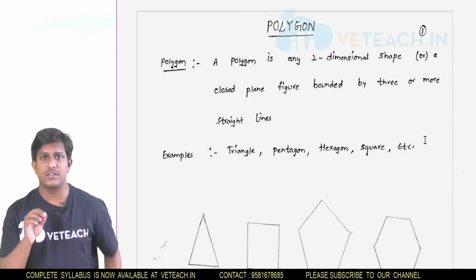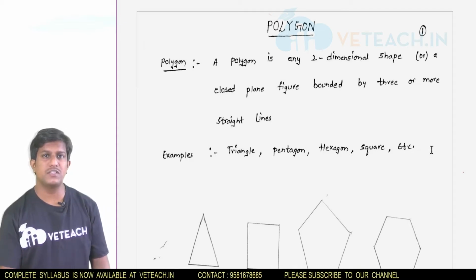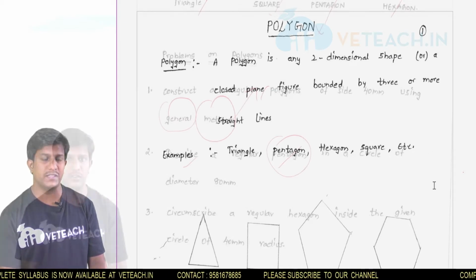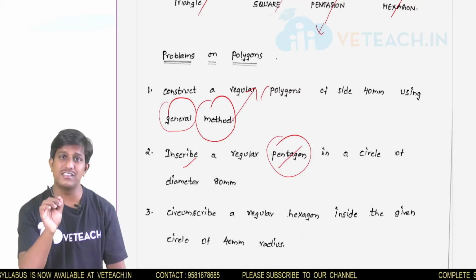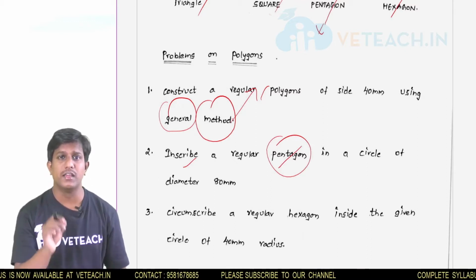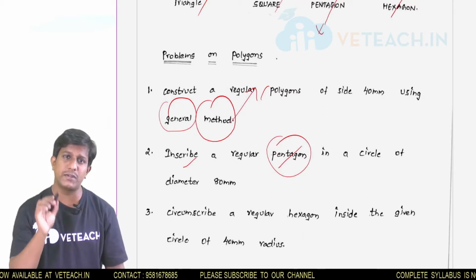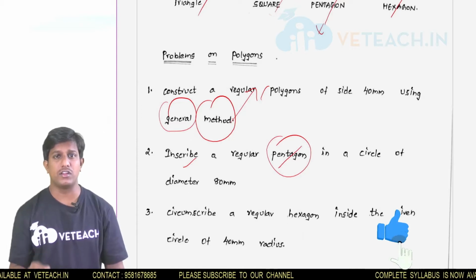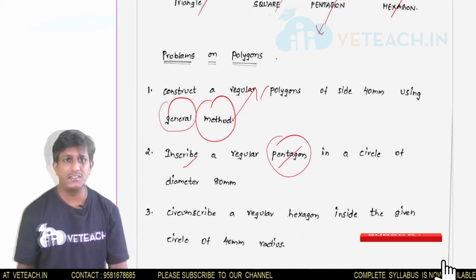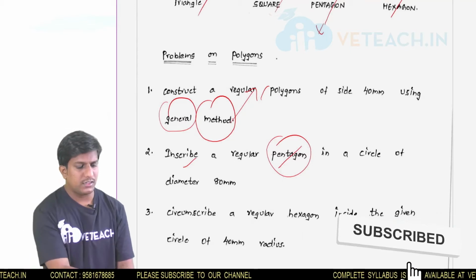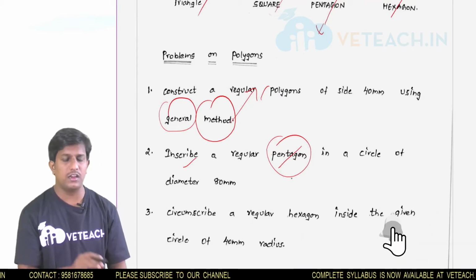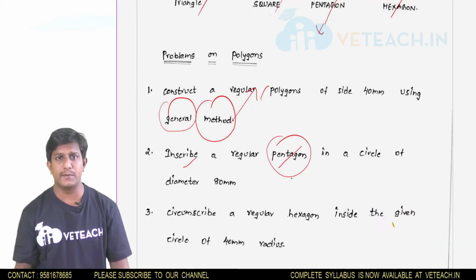In this class, we are going to discuss the circumscribe and inscribe method. Whatever name is mentioned in the question paper, we have to draw that particular diagram in the drawing sheet. Okay, let's see the inscribing method. Inscribe a regular pentagon in a circle of diameter 80 mm.